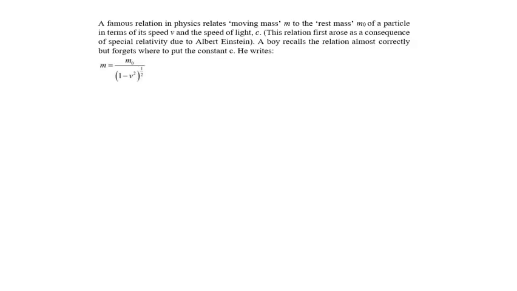Okay, we'll see the first question. A famous relation in physics relates moving mass m to the rest mass m naught of a particle in terms of its speed v and the speed of light c. A boy recalls the relation almost correctly but forgets where to put the constant c. He writes m equal to m naught divided by (1 minus v squared) to the power 1 by 2. He forgot where to put the constant c in the equation.